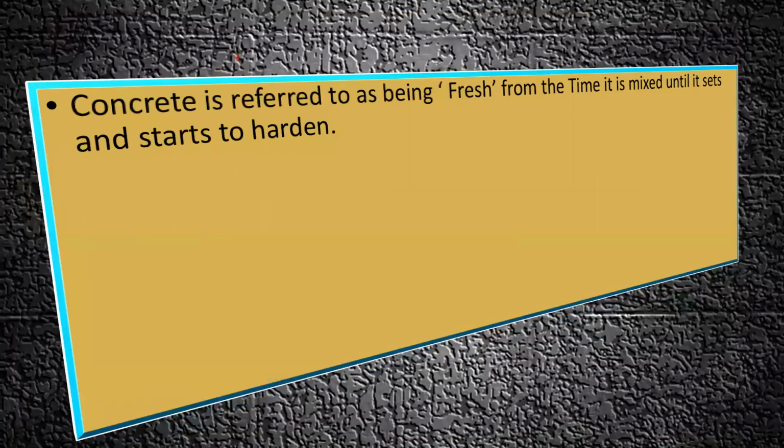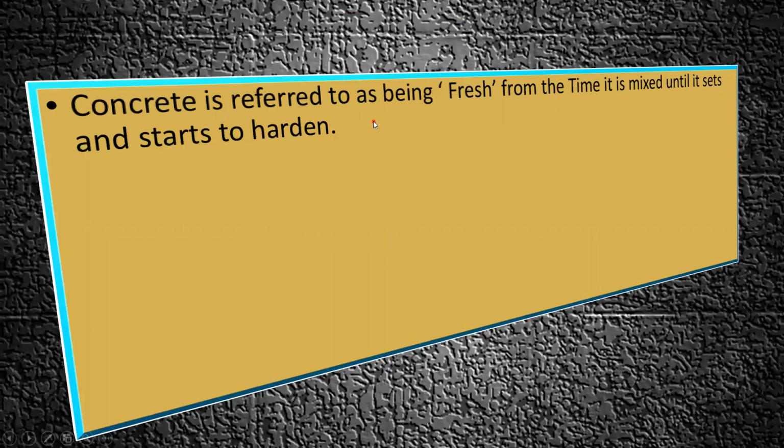So concrete is referred to as being fresh from the time it is mixed until it sets and starts to harden, right? So whenever we prepare a concrete, we say the concrete is fresh in nature. The same thing with sweets and other things, right? If you go to the sweet shop or any restaurant, we ask them whether it is fresh or not. So whatever is prepared instantly, we say it is fresh in nature. In the same way, concrete is referred to as fresh from the time it is mixed until it sets and starts to harden.